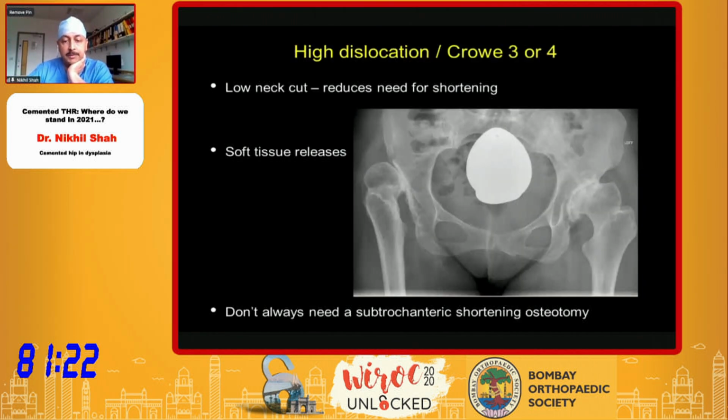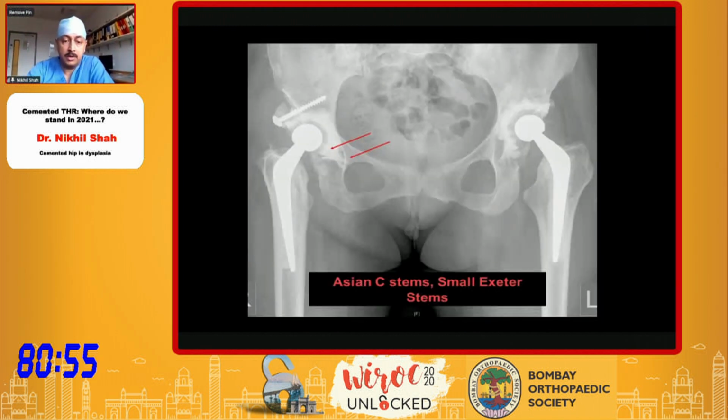What about the femur? This can introduce a new degree of difficulty in planning the case, but not every case of a high dislocation or a Crowe 4 needs a subtrochanteric shortening. In many of these cases, you can get away with good planning using a low neck cut, using appropriate soft tissue releases, and then sinking your cemented femoral stem slightly inside the femur so that you don't need a subtroch osteotomy. The other strategy is to bring the cup down, but not bring it all the way to the teardrop.